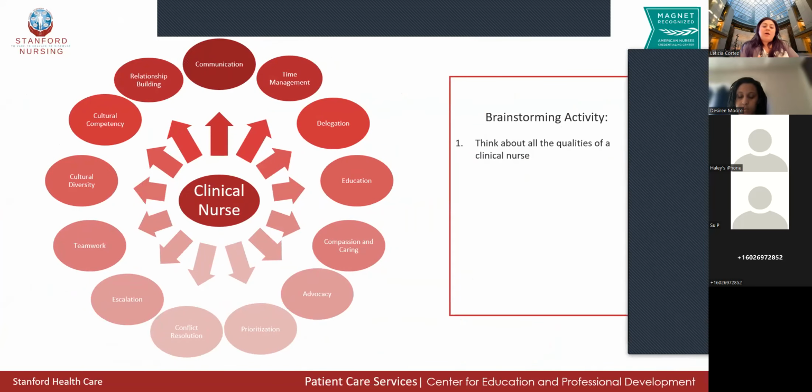Here's a little chart of qualities of a clinical nurse. When you're providing care in a clinical setting, time management is of the essence, along with delegation; we provide education, and we communicate a lot as clinical nurses. Or you can go the other route and think about traits like compassion, caring, advocacy, being culturally competent, and providing care for different cultures. You could start grouping these traits together and think, these are all similar traits.